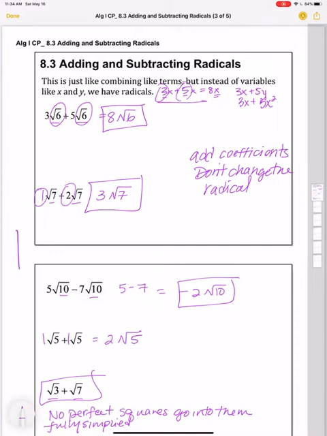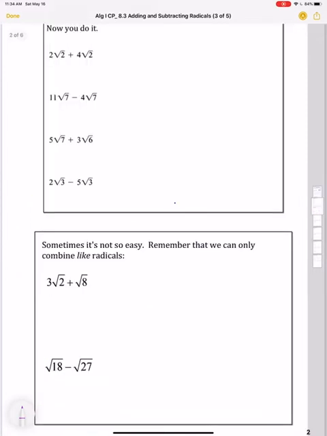Now, we went through that because sometimes you can simplify, but we'll get to those in a second. So here are some practice problems that I want you to do. You're going to pause the video right now and you're going to do these problems.